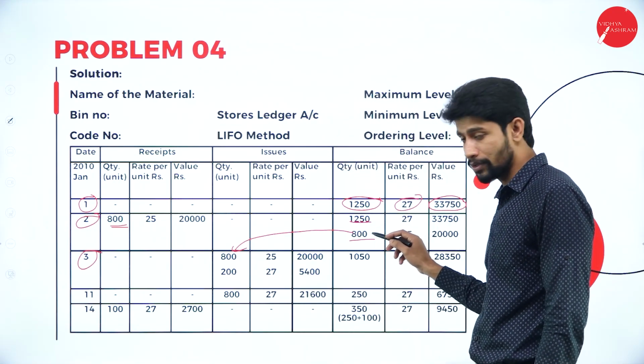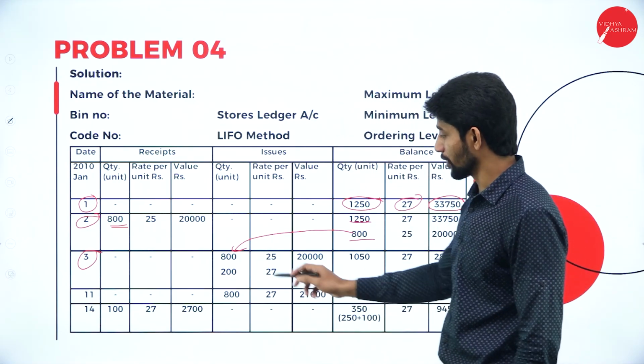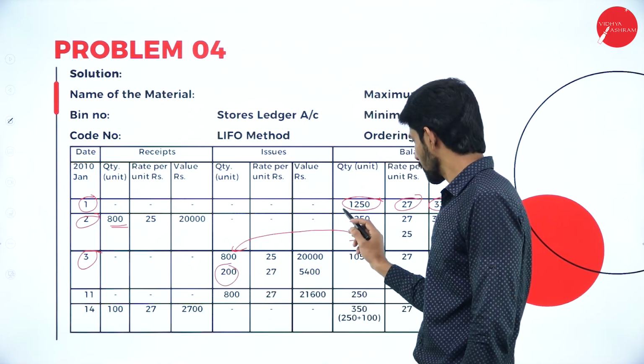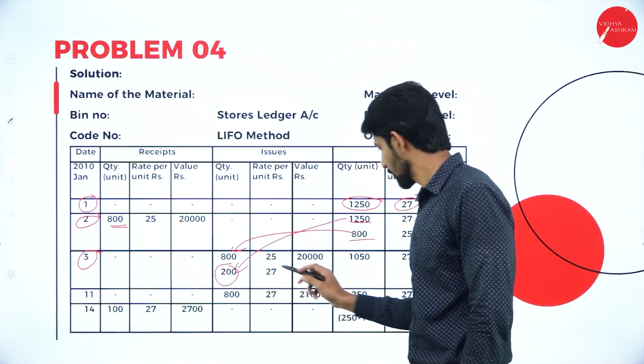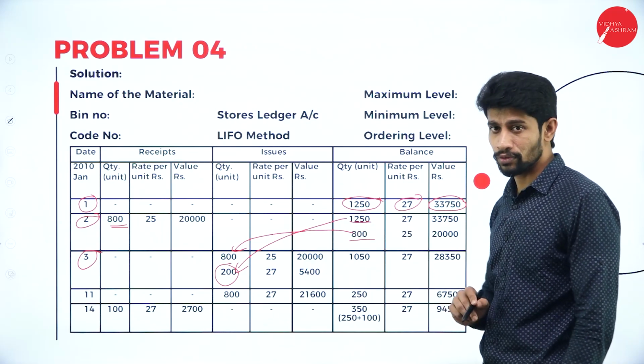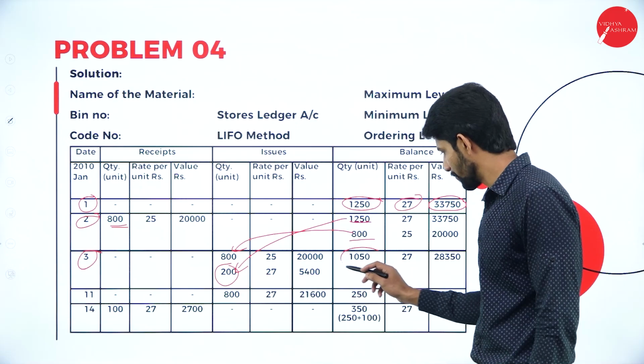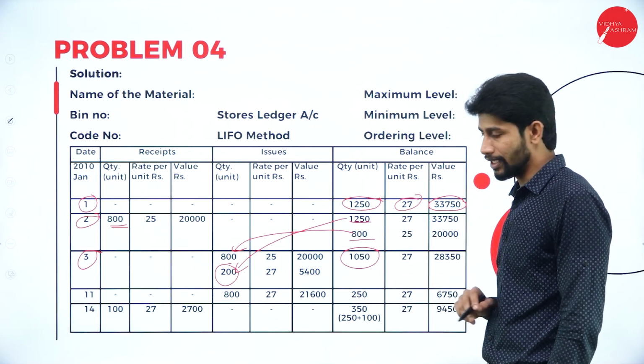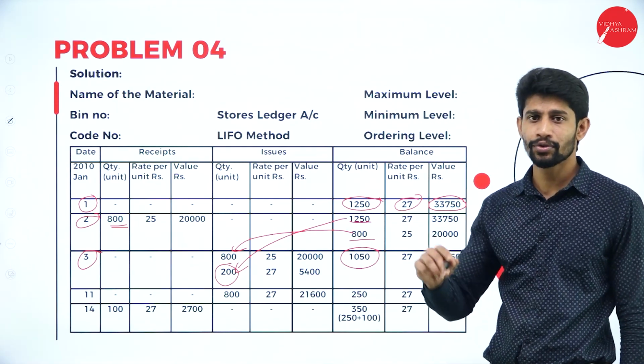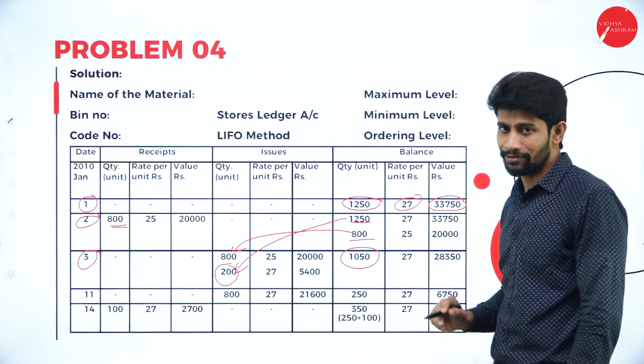So first issue 800, that is the recently purchased, lastly purchased. And issue the remaining 200 from 1250. Issue 200 from 1250. So now the balance here will be 1050 because we already issued 800 and from this 1250 we issued 200. What is the balance? 1050.